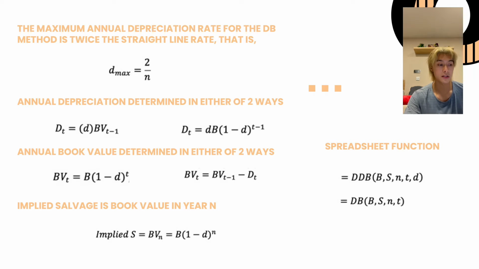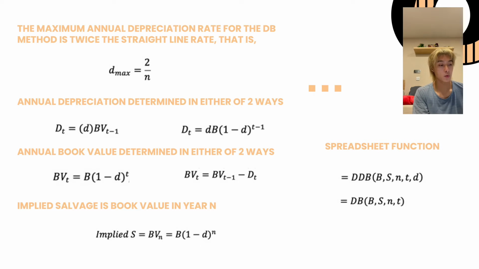Another commonly used percentage for the DB method is 150% of the SL rate, where D is equal to 1.5 over N. The depreciation for year t is the fixed rate D times the book value at the end of the previous year, which is dt equal to D multiplied by BVt minus 1. The actual depreciation rate for each year t relative to the basis B is dt equal to D multiplied by (1 minus D) powered by t minus 1.